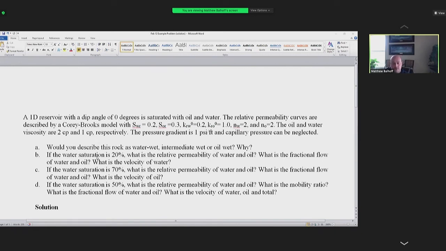If the water saturation is 20%, what is the relative permeability of both water and oil? What is the fractional flow of water and oil? And what is the velocity of water?